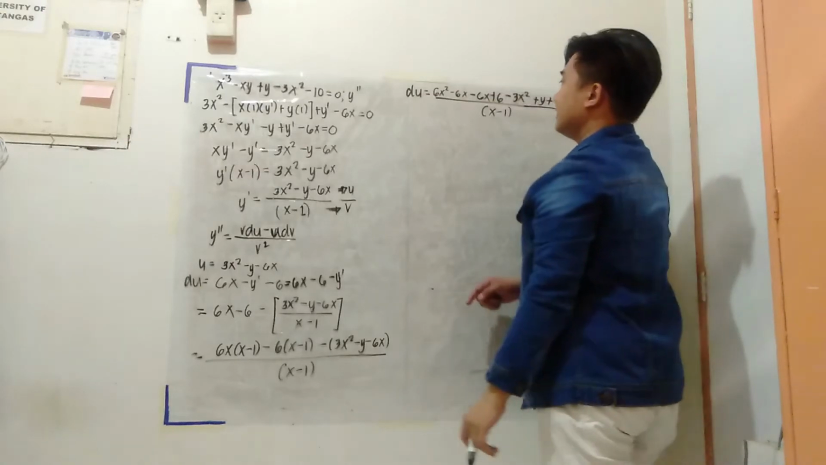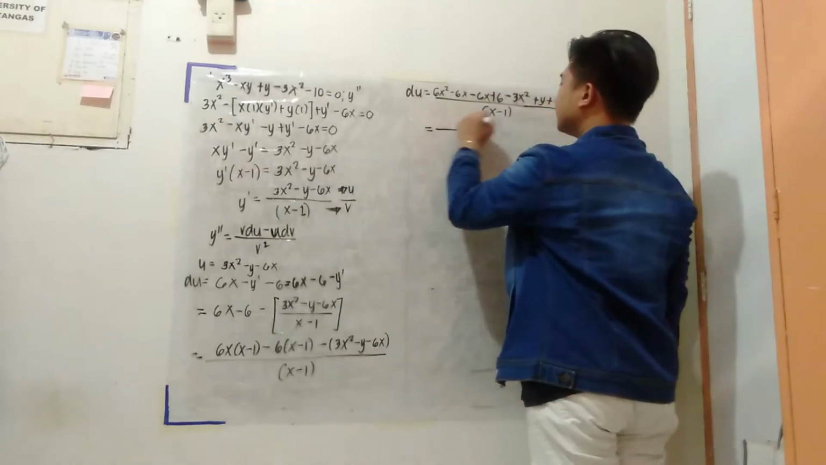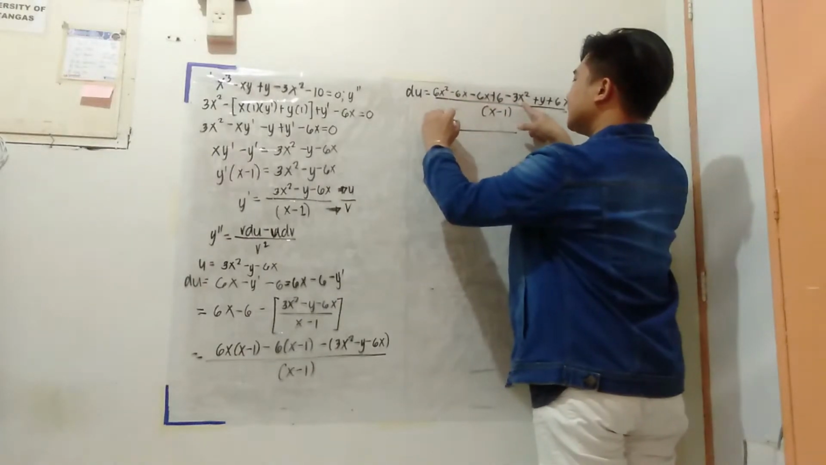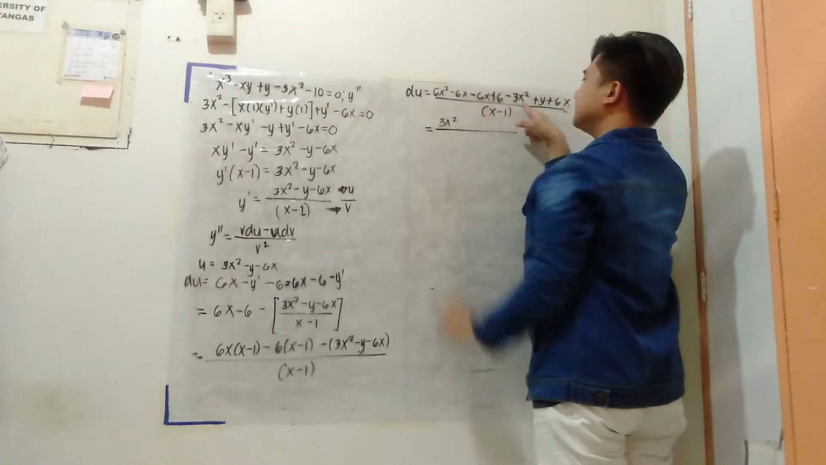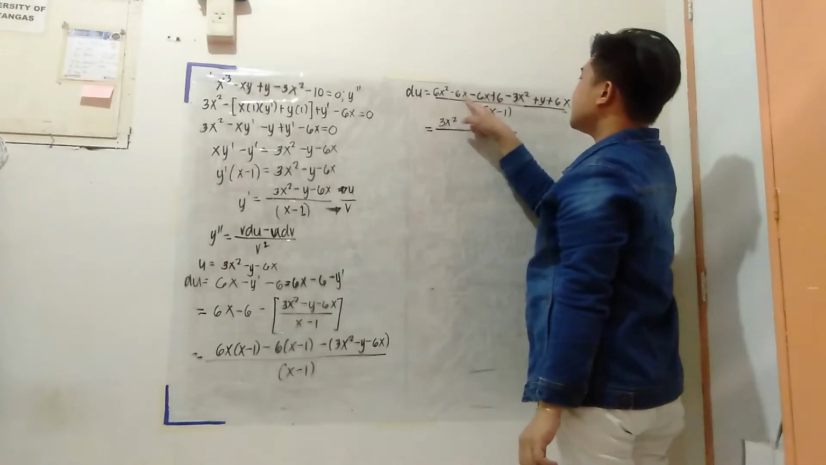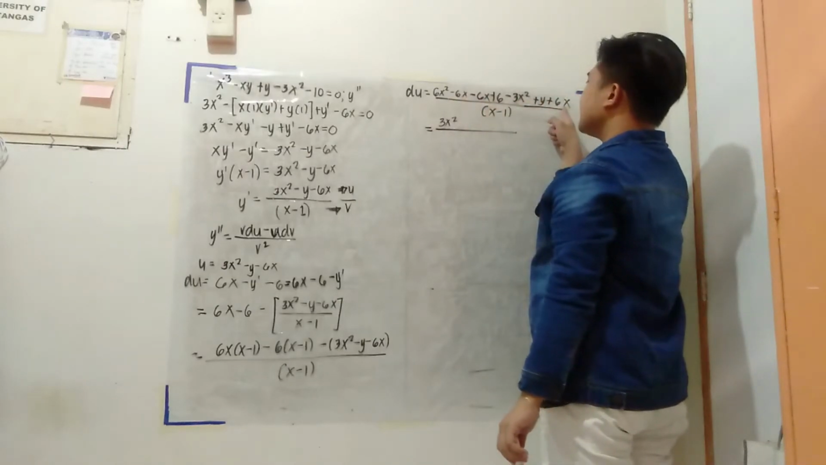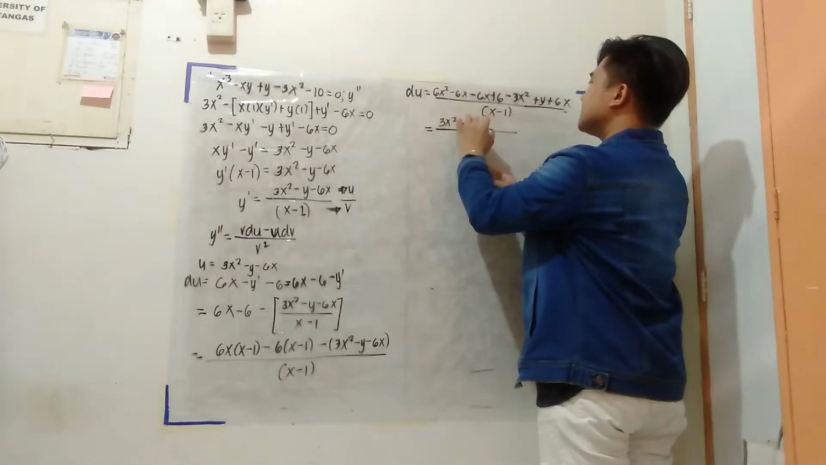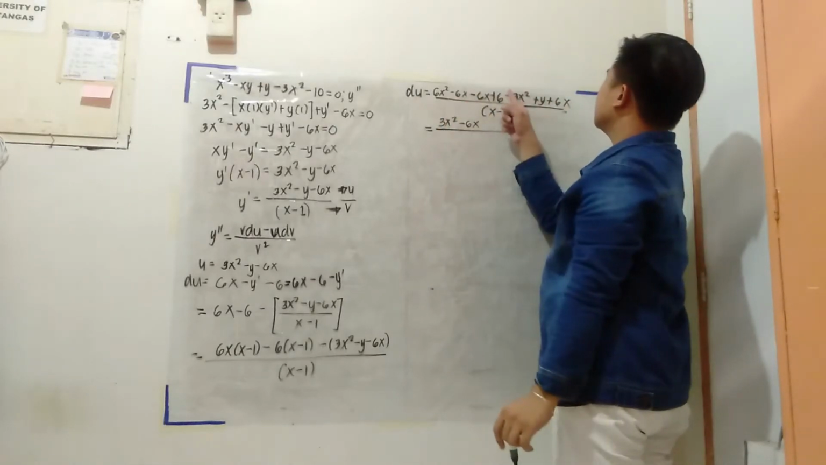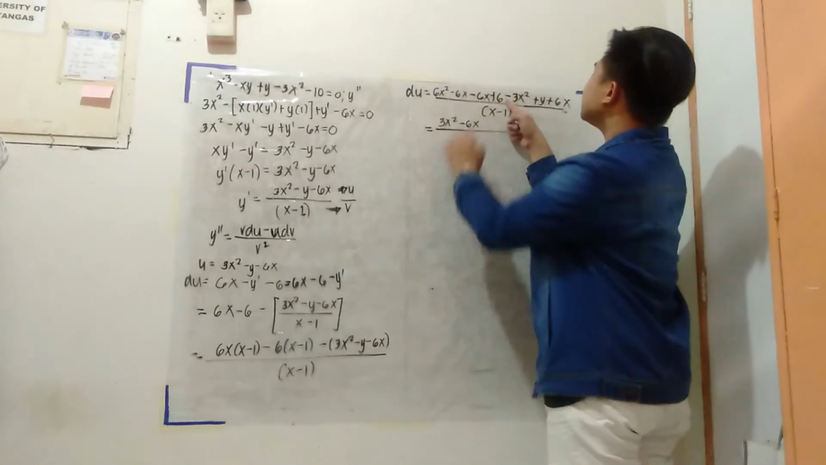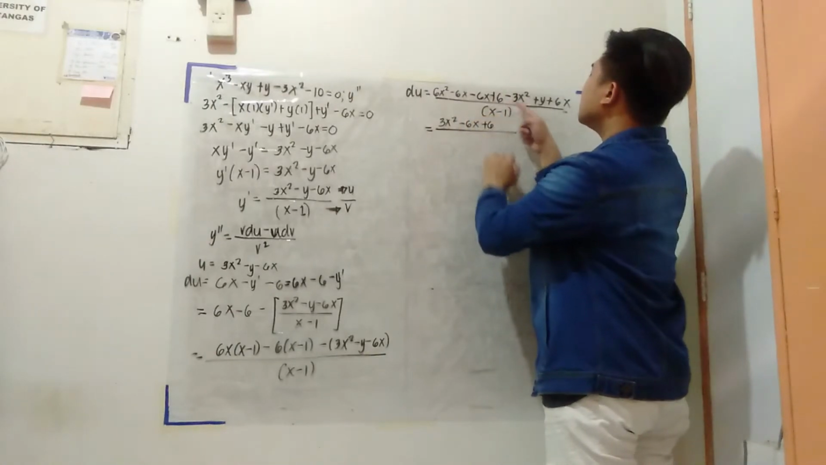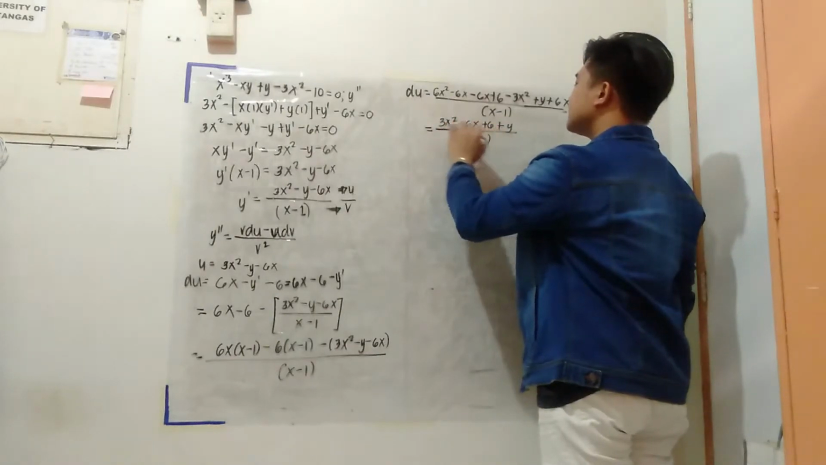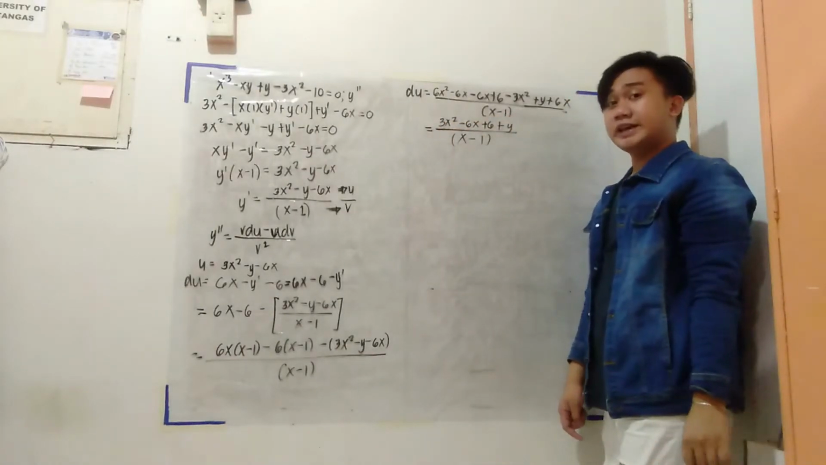Okay? Then, simplify natin. 6x squared minus 3x squared, that is 3x squared. Negative 6x minus 6x plus 6x, so negative 12 plus 6, that is negative 6x. And then plus 6 plus y all over x minus 1. So, du pa lang po yan.